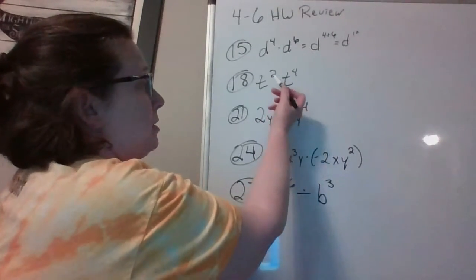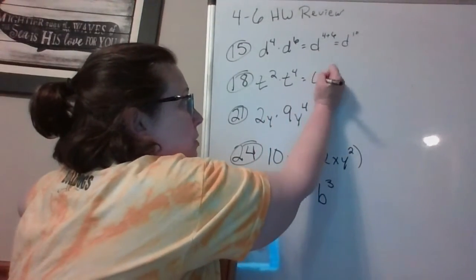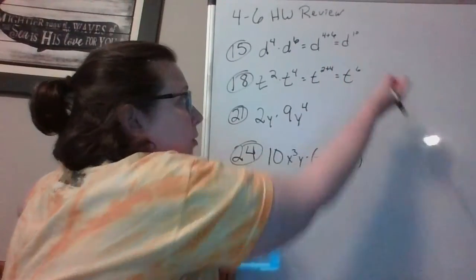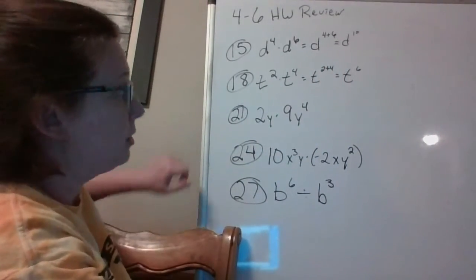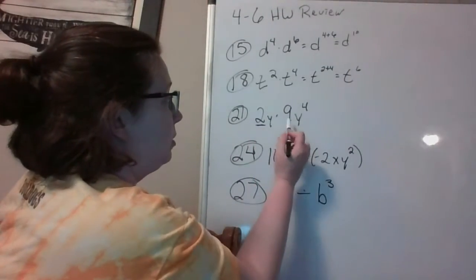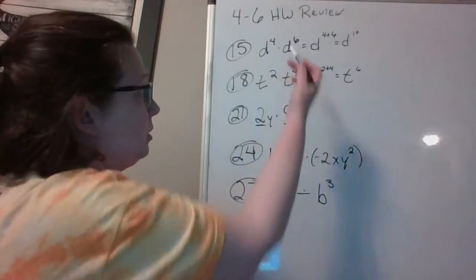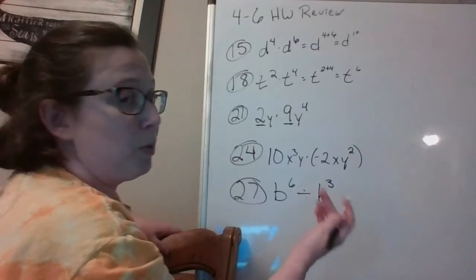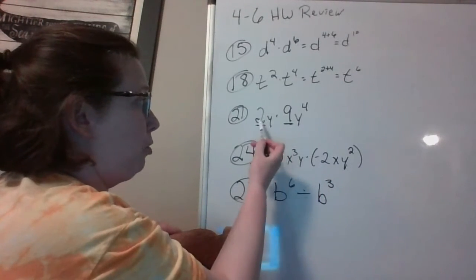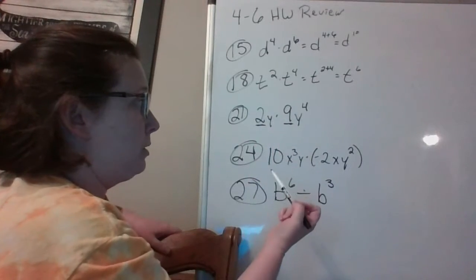We have the same base, so we're going to add our two exponents, and we get t to the power of 6. Number 21, we have some differences between this and the previous ones because we have numbers involved. So we have coefficients to our y's.